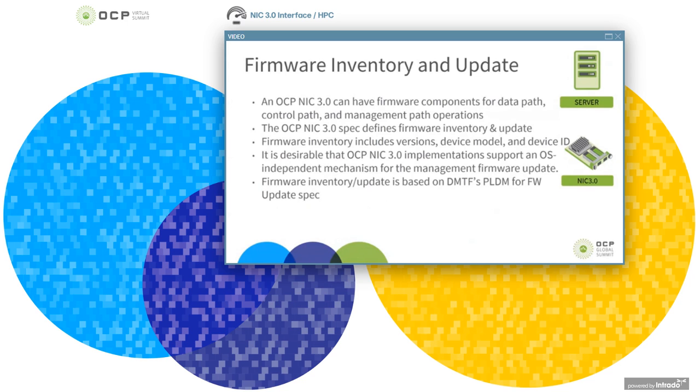It's desirable that OCP NIC 3.0 implementations support an OS-independent mechanism for the manageability of firmware update. The firmware inventory and update is based on another PLDM specification known as PLDM for Firmware Update. That specification provides full capability for an inventory-only method or an inventory and update method. For more features of OCP NIC 3.0, I'm going to turn it over to Bob to continue forward in this presentation.